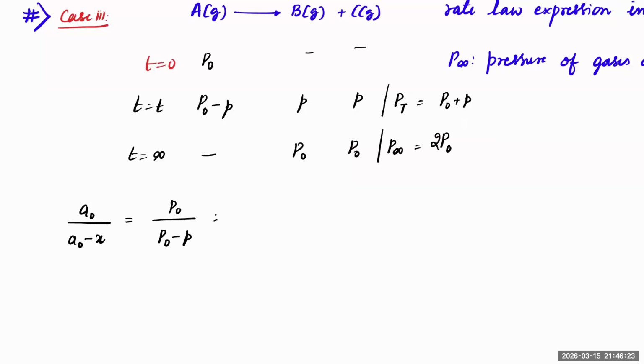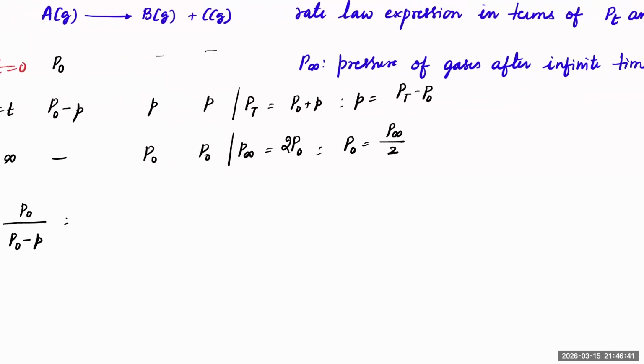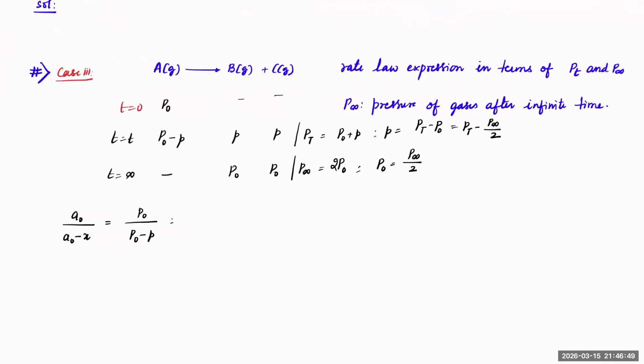And you see, P naught can be expressed in terms of P infinity, right? In this way, that is P naught is equal to P infinity by 2. Similarly, P can be expressed as Pt minus P naught, and Pt minus P naught can be expressed as P infinity by 2. So these are the terms that we need to add there.